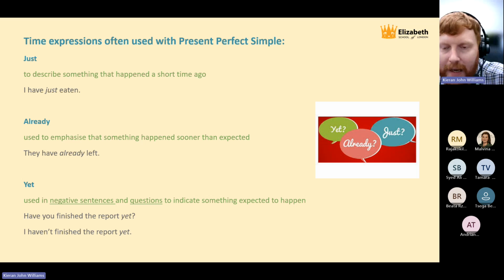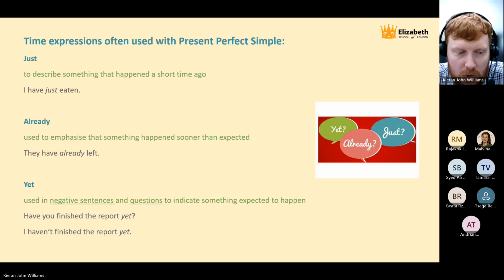We can use already. Already is when something happened sooner than you expected it to happen. Okay, so they have already left. You expected them to leave later, but they left before that. Okay, and we also have the word yet. So yet we use in negative sentences and with questions, kind of similar to already, but in negatives and questions. Okay, so have you finished the report yet? I haven't finished the report yet.